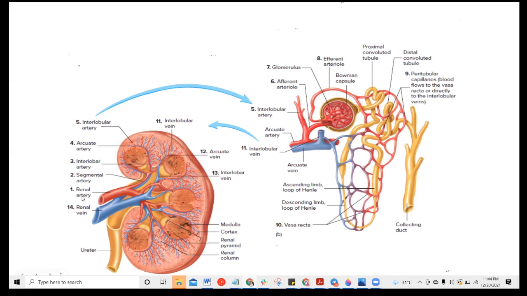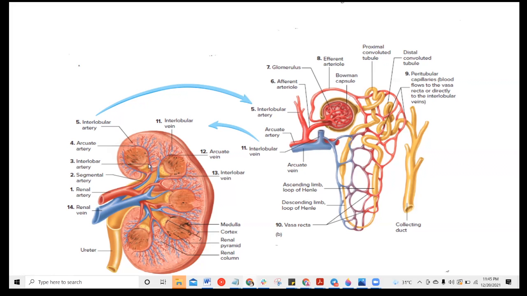Okay, so first one here is the renal artery. This one delivers approximately 21% of the cardiac output per minute, as I have mentioned earlier. And the segmental arteries branch from the renal artery to each portion of the kidney. As you can see there, the red linings, that's the segmental artery. The interlobar arteries pass between the renal pyramids, as you can see there.